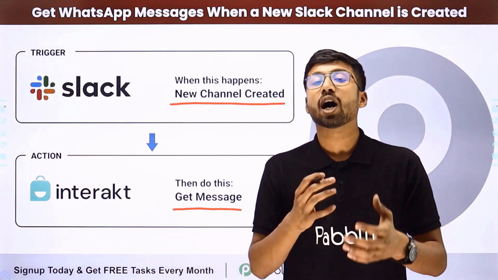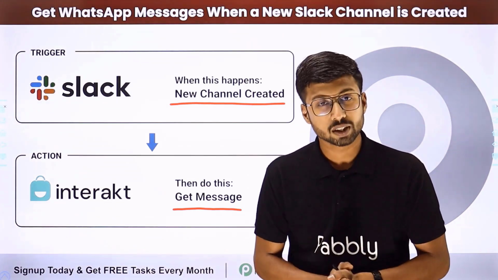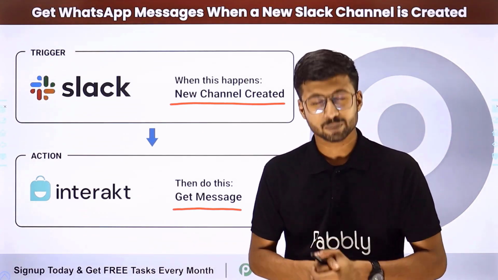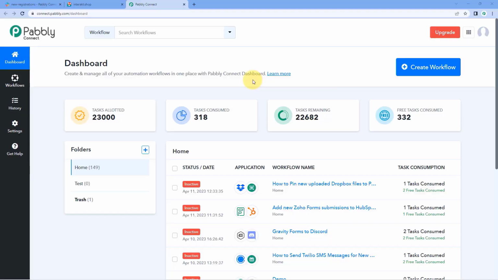So if you want to know how you can set up this automation for yourself, you just have to come with me to my screen. As you can see, here we are on Pabbly Connect's dashboard. Now to reach this dashboard, you will get a free sign-up link of Pabbly Connect in the description box below. By clicking on that link, you can create your free Pabbly Connect account in just 2 minutes.